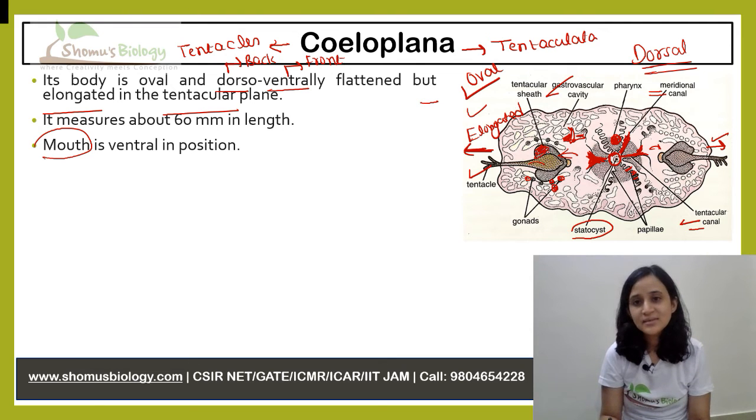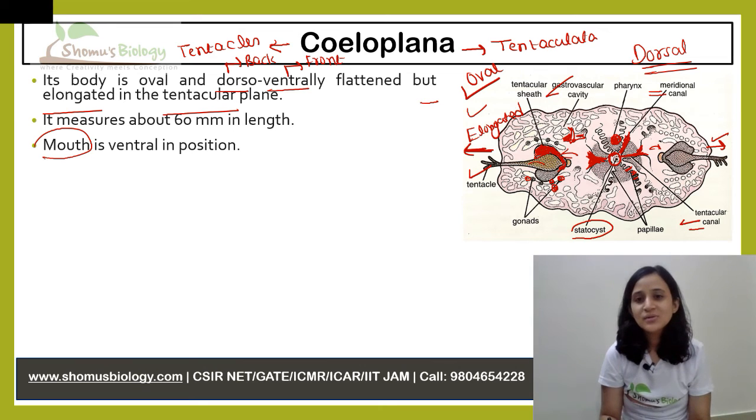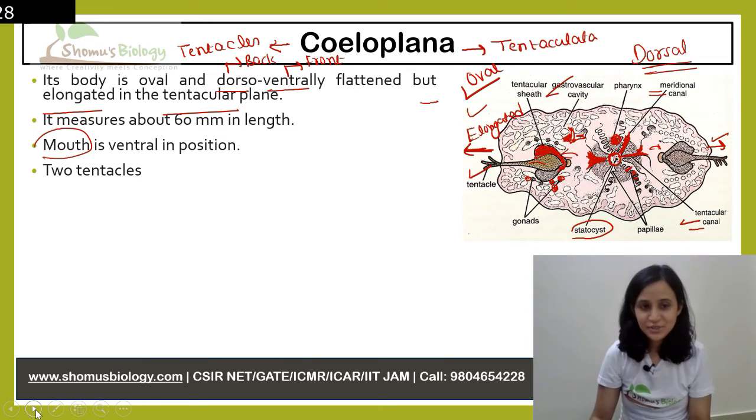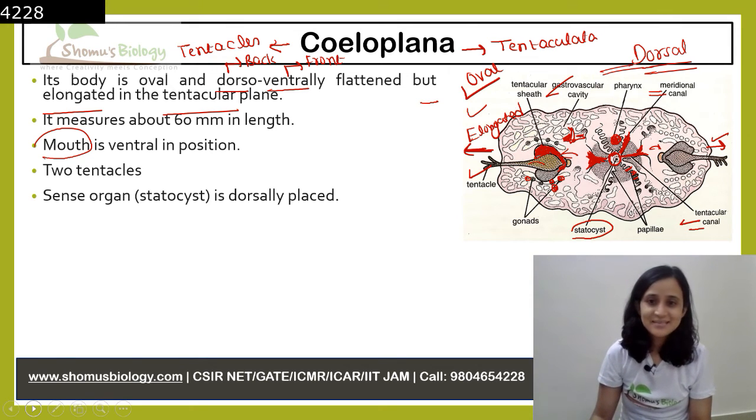Also they have a tentacular sheath. So this is the tentacular sheath. I think I didn't mention it before. The tentacular sheath is placed around the tentacles, so it is a sheath that is covering the tentacle. So this is the structure of Coeloplana. And they have two tentacles that I have already mentioned. The sense organ statocyst is dorsally placed, obviously because this is the dorsal part only. So the statocyst is present in the center of the dorsal part.